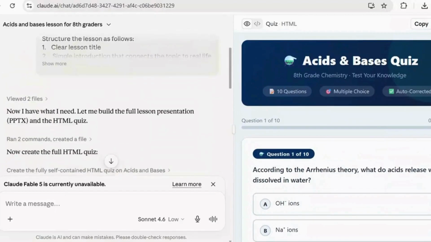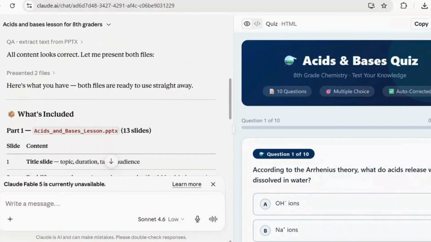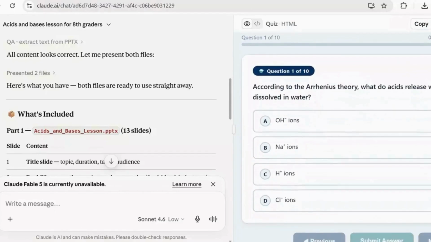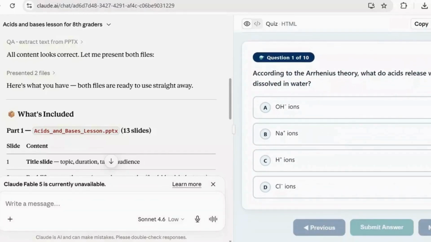I'll show you the PowerPoint presentation now. You have a complete lesson plan and a self-correcting assessment that can be used immediately in the classroom. This is the self-corrected assessment. You can upload this assessment to a learning management system. You can share it with students and further customize it to fit your instructional needs.